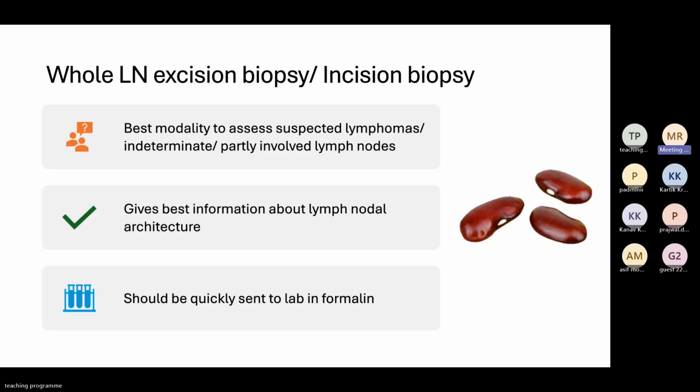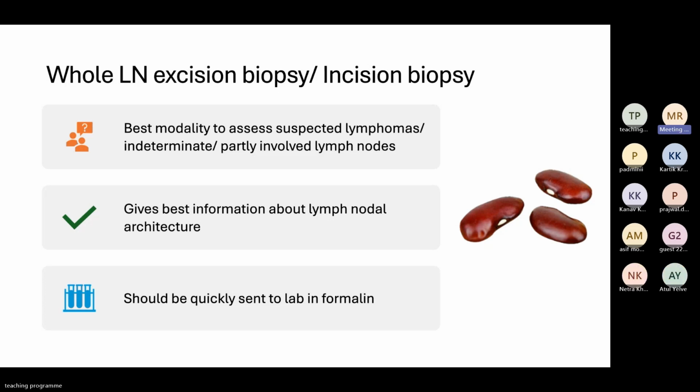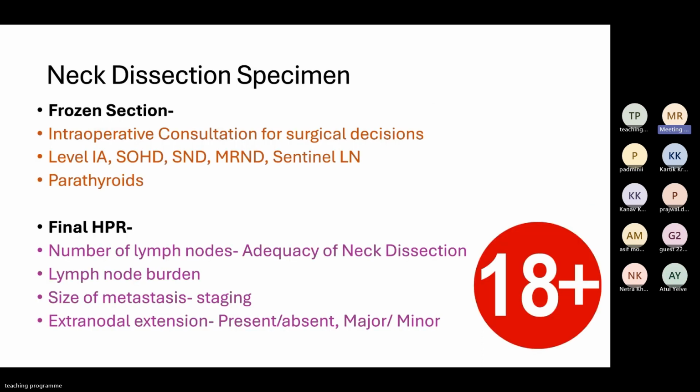And one thing is that it should be quickly sent to the lab in formalin, because the lymph nodes are intact. The formalin takes time to penetrate, and lymph nodes undergo autolysis very fast. So if you send it to the lab fast, we'll bisect it or chop it so that better fixation and further better evaluation can be done.